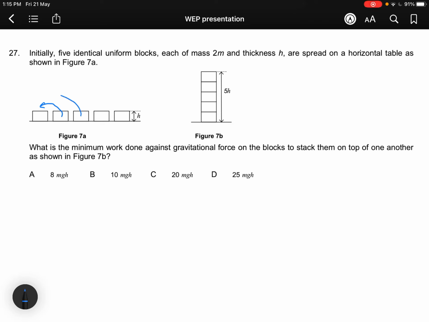And then you have to move this guy to this position, this guy to this position, and this guy to this position. So what is the total gain in GPE in each of the steps? The net work equals the total gain in GPE.